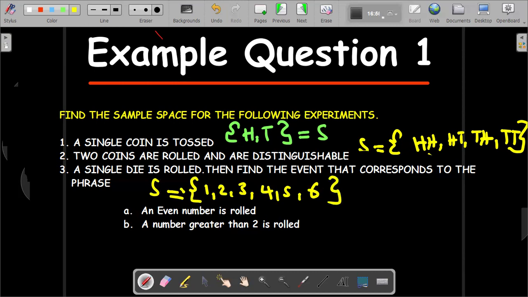So when you roll the die, it will either land 1, or it can be 2, it can be 3, it can be 4. It can be any of those numbers that are in this set. So this here is our sample space.